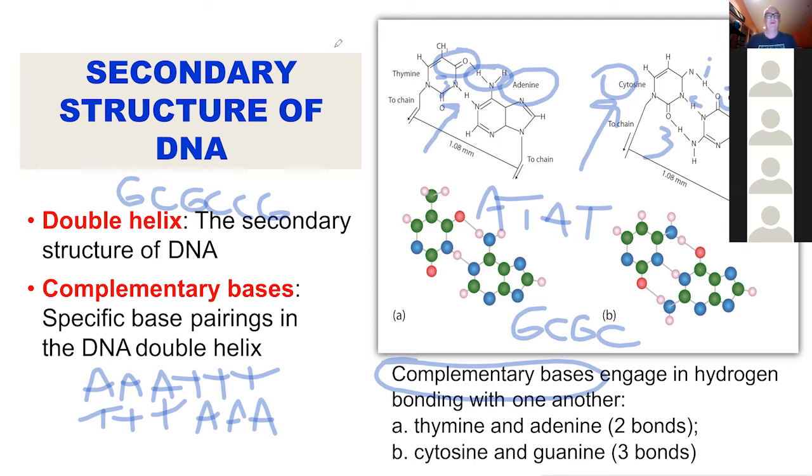Elaborate. Yes, you're right. Why? Thymine and adenine have 2 hydrogen bonds compared to cytosine and guanine, which have 3. Exactly. So more hydrogen bonds means more energy you need to put in order to break them.